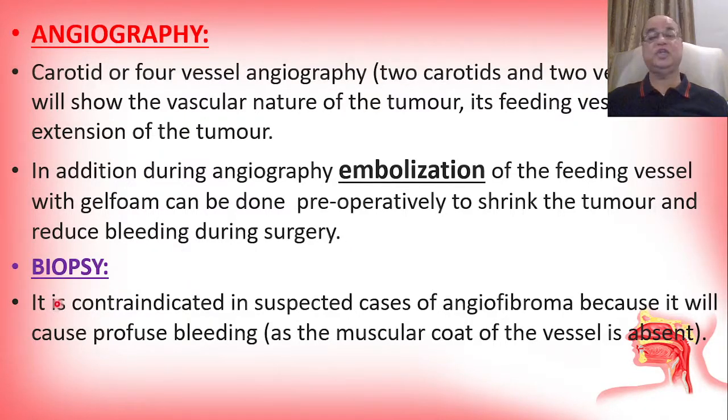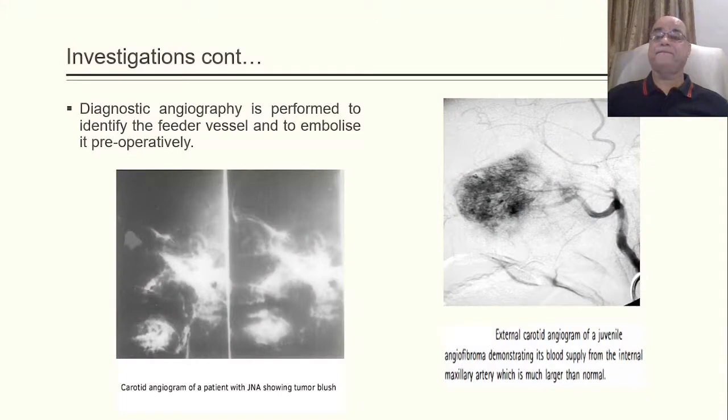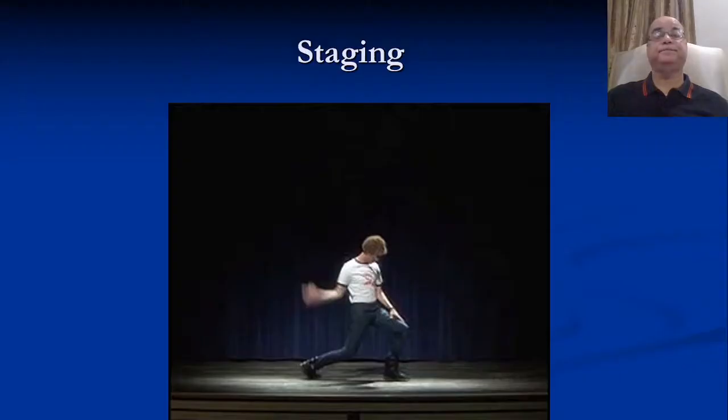Biopsy, as already mentioned, is contraindicated in suspected cases of angiofibroma because it will cause profuse bleeding, as there is no muscular coat of the vessels. So this is the angiography, showing how the leash of blood vessels and the main feeding vessel will be cleared. Here you can see this is the carotid, and from there this is the internal maxillary artery, and its diameter is too large as compared to the normal one. Again, this is the angiography.